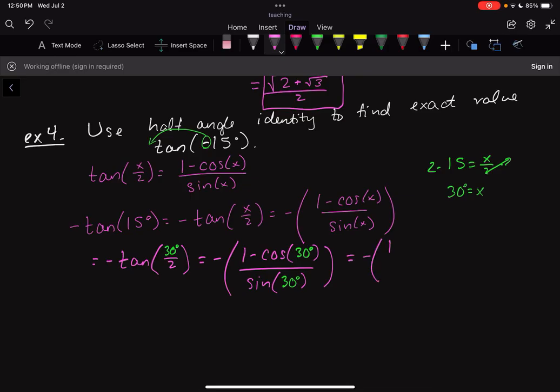So cosine of 30 is square root 3 over 2. Sine of 30 is 1 over 2. Now remember that dividing is the same as multiplying by the reciprocal. So instead of dividing by 1/2, I can just multiply by 2. This equals negative, on the outside still, 2 minus root 3. And now at the very end, I'll go ahead and distribute out that negative. So I get negative 2 plus root 3.